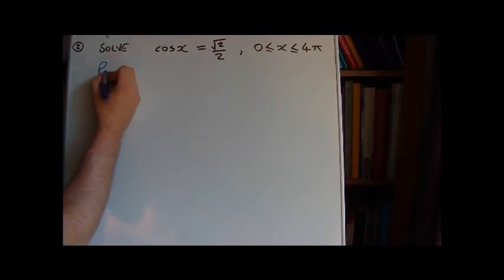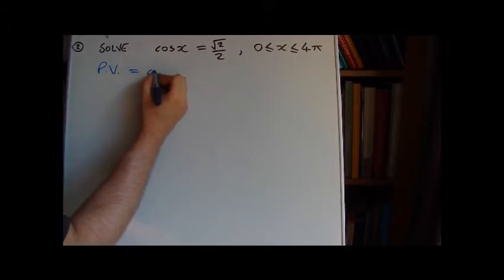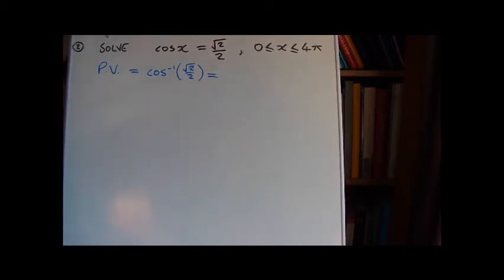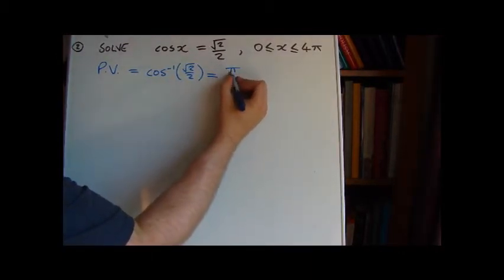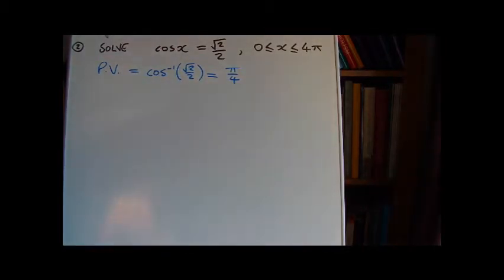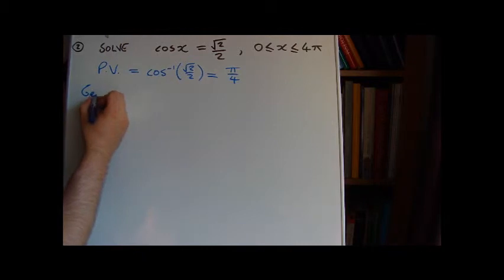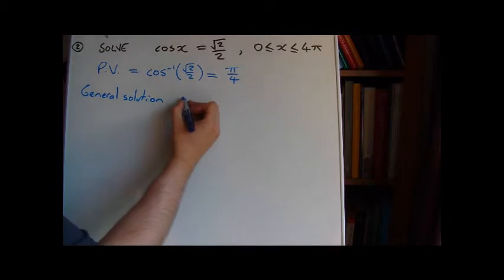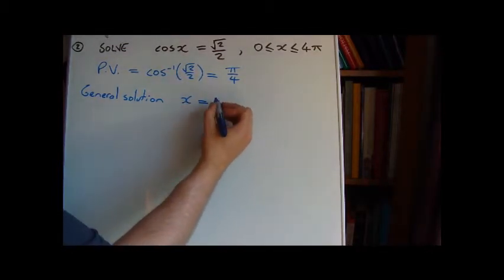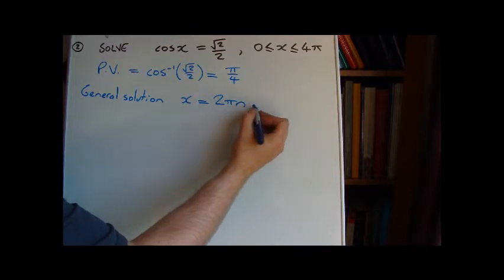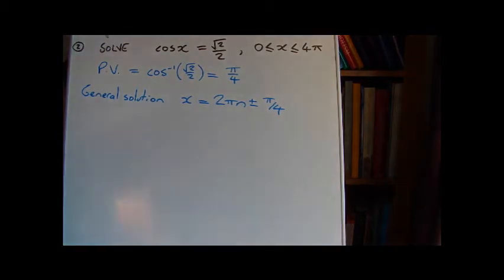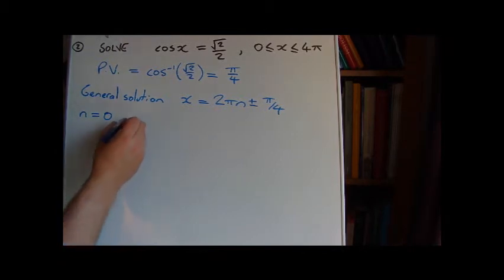We need the principal value to begin with, so we find that using the inverse cosine function. So it's that, and the principal value in this case is pi over 4 radians. The general solution, the formula is this. So instead of 360, it's 2 pi n plus or minus the principal value. So now we have to try different values of n and see if the answers are in the correct interval.